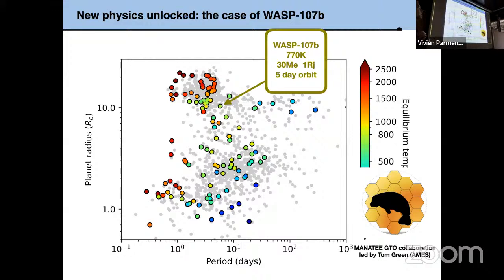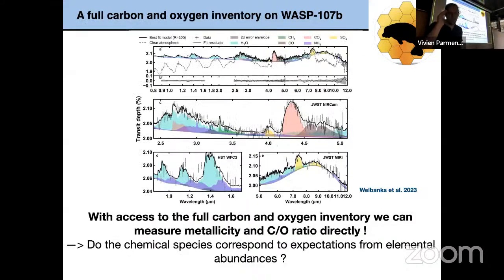One example is the 1107b planet. It's a 770K planet, 30 Earth masses, 1 Jupiter radius, and Rabbit's going to tell me, oh, it's inflated, and yes, it's inflated. It's a big planet, small mass, 5-day orbit. And that's done with the DTO collaboration, and it's called Manatee, and it's led by Tom Green.